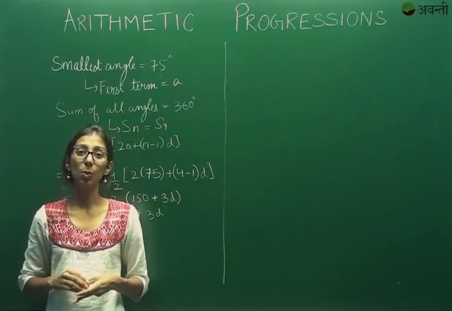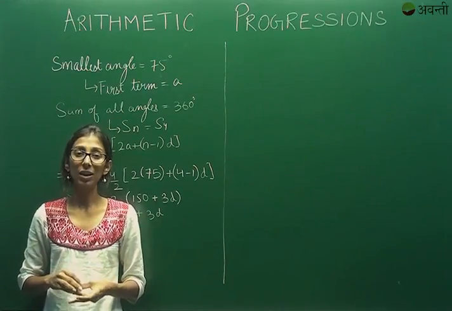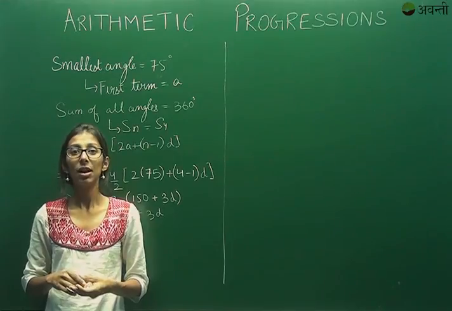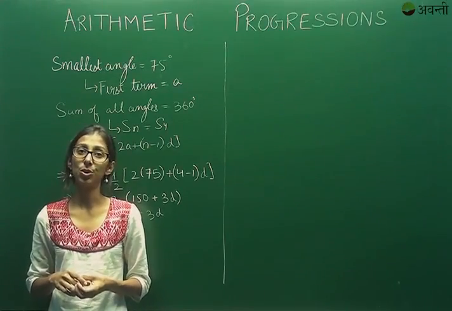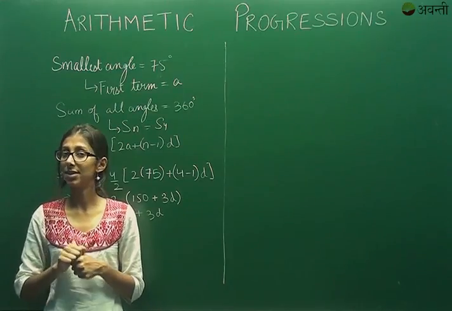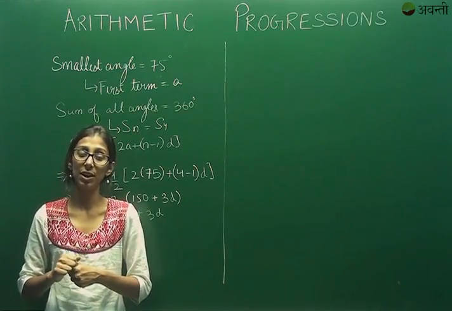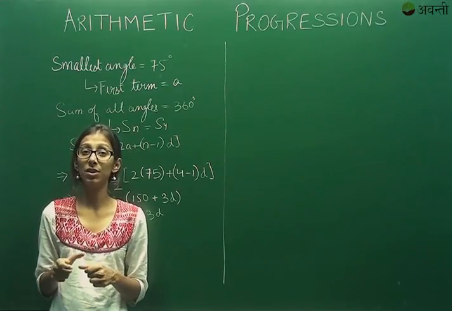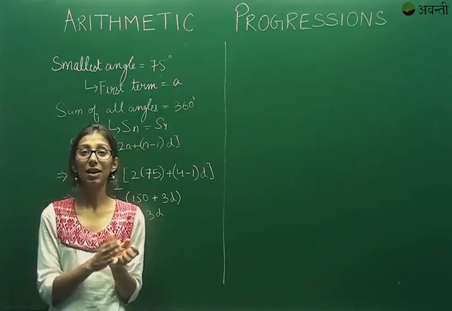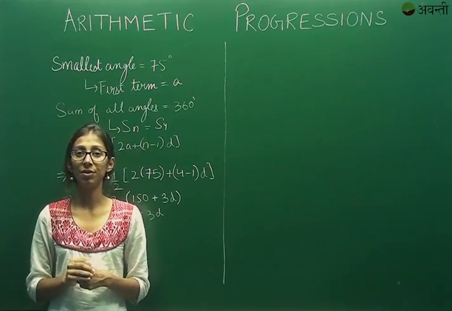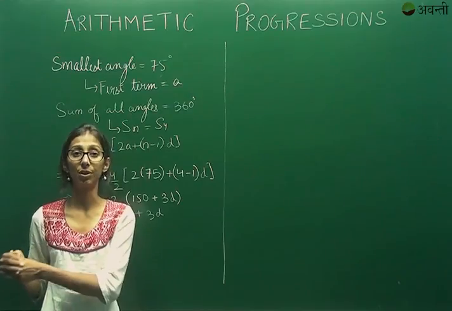Now let's see how we can solve this question. We know that the smallest angle of this quadrilateral is 75 degrees, and we also know that all angles of this quadrilateral form an AP. So we can consider the smallest angle, that is 75 degrees, to be the first term of our AP. If we can find out what we need to add to every term of this AP to get the next term, we can find the remaining 3 angles. That is, we need to find the common difference of this AP to find out all the 4 terms.